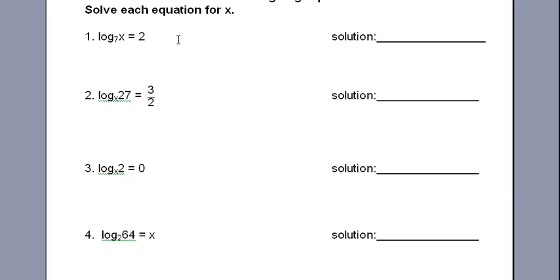So changing this to exponential, you have 7 squared equals x. Well, I don't have to find a common base because I've got an answer right there. 7 squared is 49. So that's my answer. X is 49.